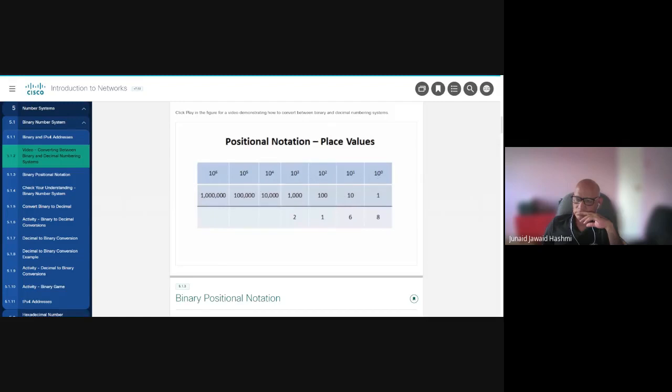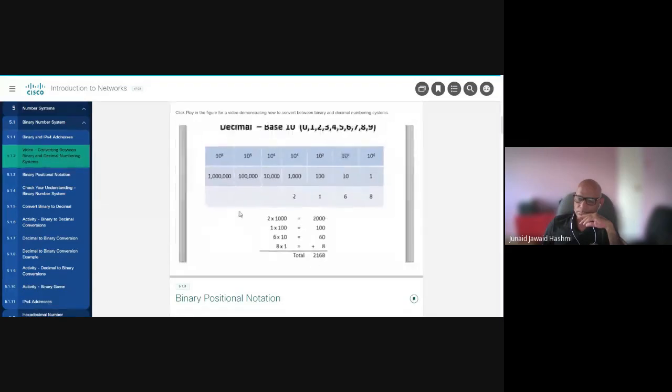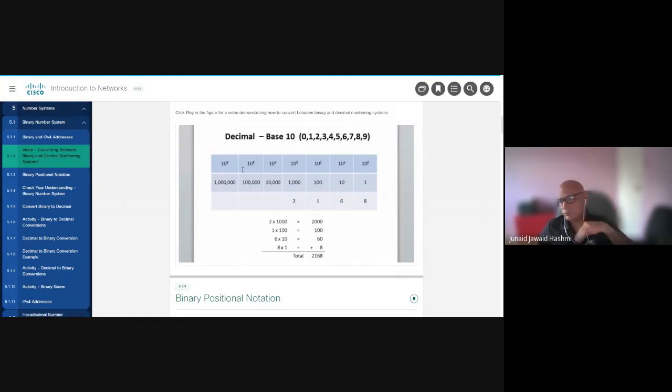If we look at the number 2168 then, in long form, we can see that effectively we have 2 1000s, 1 100, 6 tens, and 8 ones, and 2000 plus 100 plus 60 plus 8 totals 2168. This is the type of counting and addition that we learn as children. The decimal system is base 10. It's based on the fact that you have powers of 10, but more importantly, you have 10 characters or 10 numerals in this counting system, from 0 all the way up to 9.